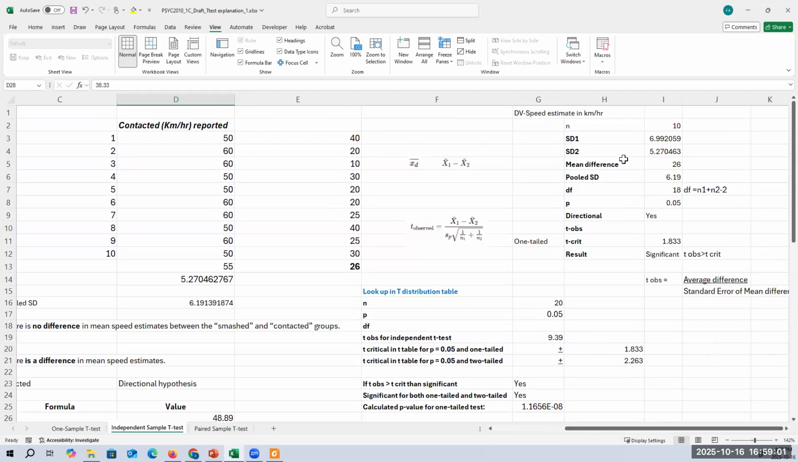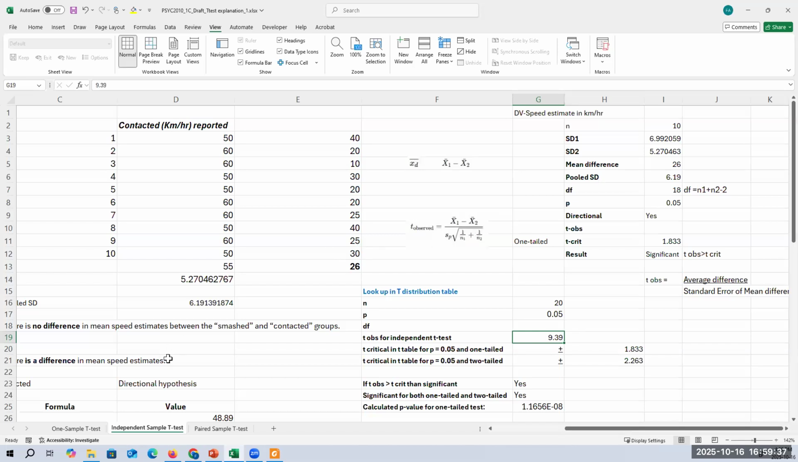Now, you get those values over here, and you get your degrees of freedom. Interestingly, for the degrees of freedom, you add the two samples, so 10 plus 10 minus 2, and that's 18. Let's assume this is a directional hypothesis. Now, what is going to be our t observed? To calculate that, we have to take the mean, X1, for the first group and then the second group.